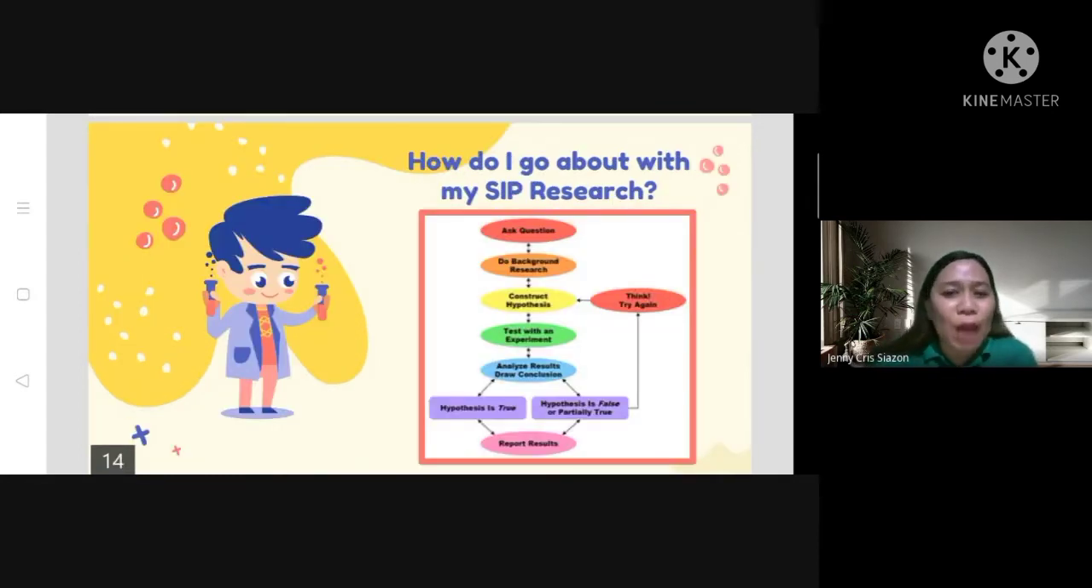Okay, so how do I go about with my SIP research? So tandaan natin, when we are conducting our project, we have to follow a certain rule. And this rule is all about the scientific method or the scientific process. And it will start with asking a question. Mag-uumpisa ka, ano yung mga specific questions mo na gusto mong itanong, 'di ba? Na gusto mong bigyan ng solusyon, na gusto mong pag-aralan.